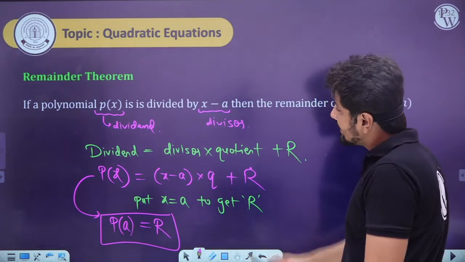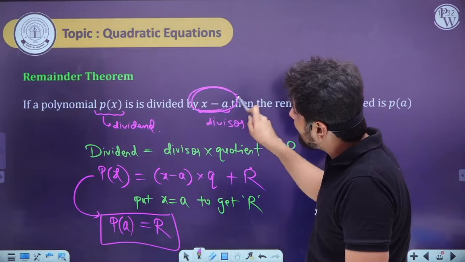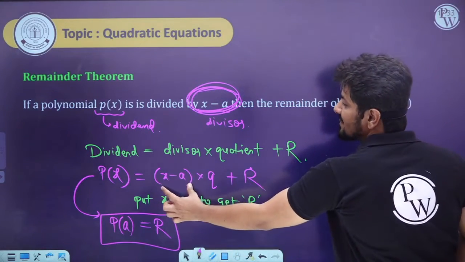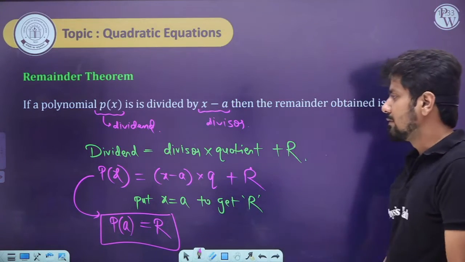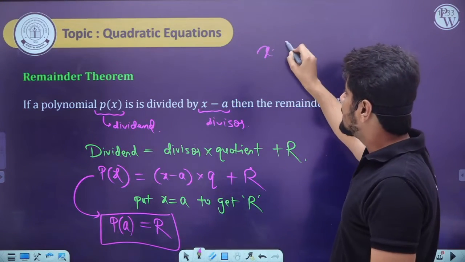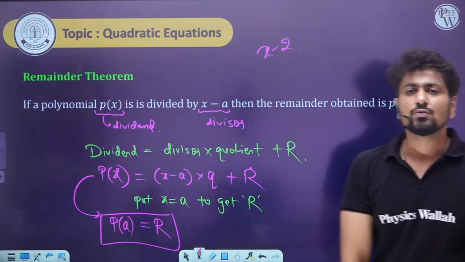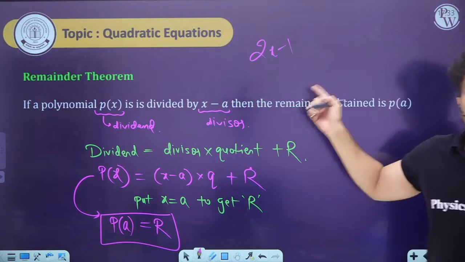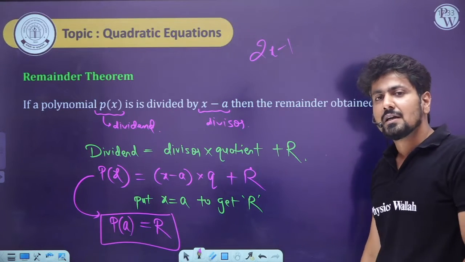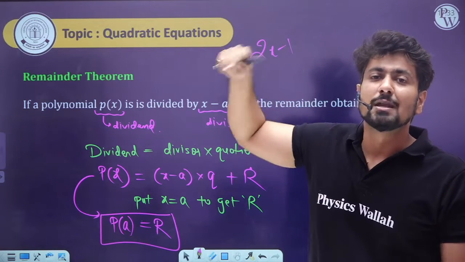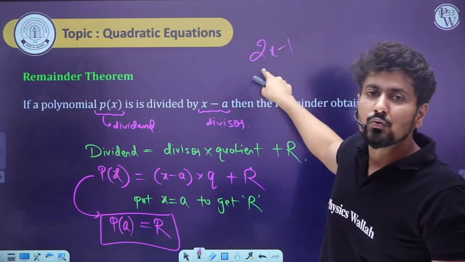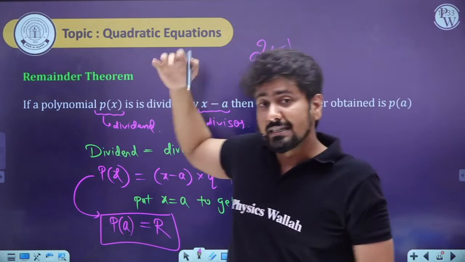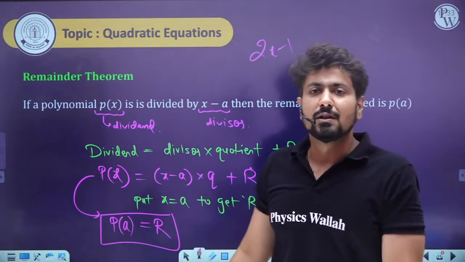Basically, I'm putting that value of x where this divisor expression becomes 0. Suppose if the divisor is x minus 2, I will put the value for x as 2. Suppose the divisor is 2x minus 1. Now this time, what value of x should I be putting? I should be putting the value for x as 1 by 2, because at x is equal to 1 by 2, this thing is becoming 0. So this time, the remainder will be p of 1 by 2.